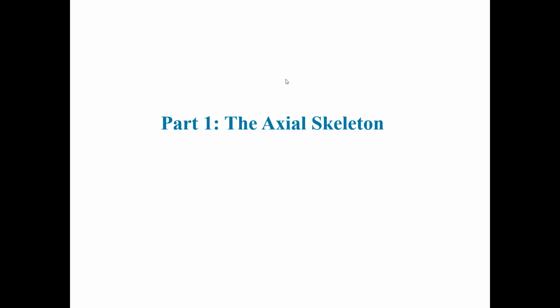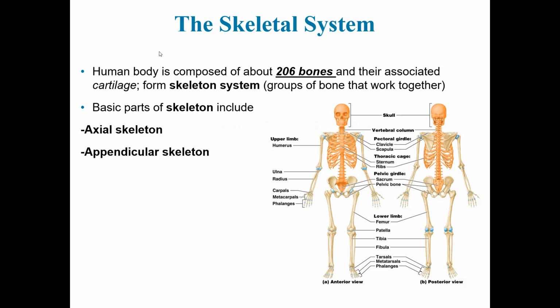Hello students, welcome to the chapter of the axial skeleton where we're going to explore part of the skeletal system. The whole skeletal system consists of 206 bones, but the good news is that you don't have to memorize all these bones. We're just going to go over the main important bones and name the important features of all these bones.